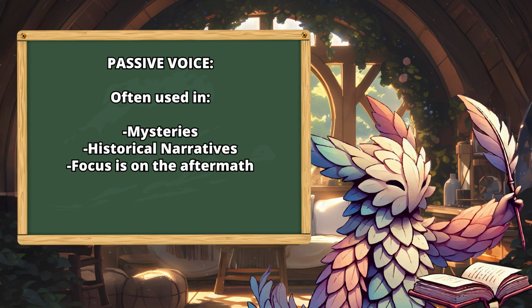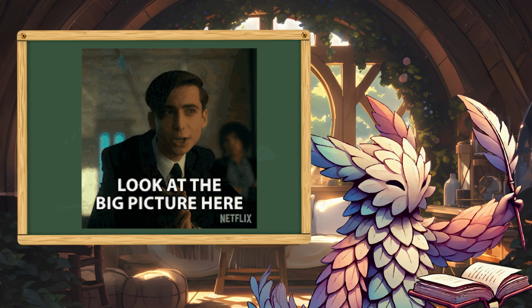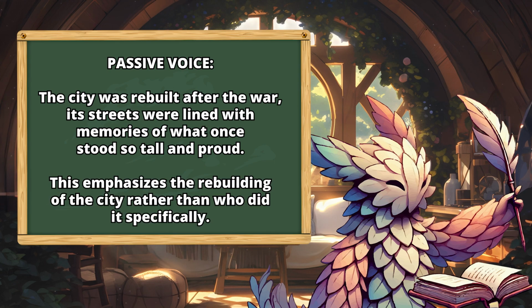Passive voice is often useful in mysteries, historical novels, and stories where the focus is on the aftermath rather than the action. It's also helpful when describing systemic or large-scale events, where individual actions are less important than the overall effect. The city was rebuilt after the war, its streets lined with memories of what once stood so tall and proud. This phrasing emphasizes the restoration and lingering impact rather than the individual people doing the rebuilding.